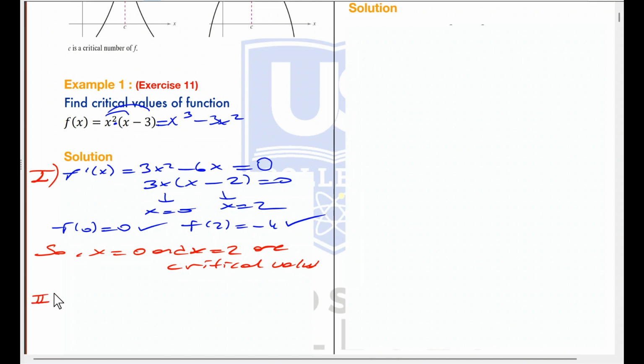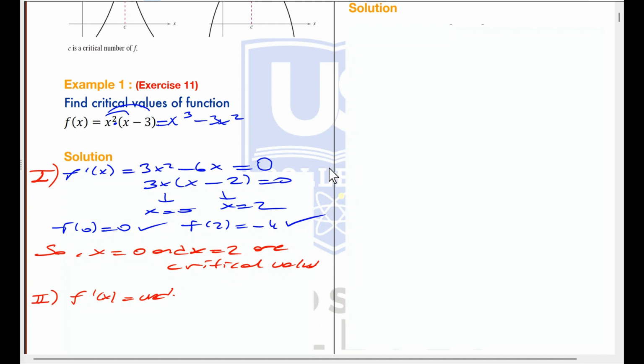Do we have the second case, f prime being equal to undefined? Is it possible? It is actually not possible because our function is polynomial. Its derivative is also going to be polynomial. So polynomial functions are not undefined. So there is no value that make polynomial function undefined, so no need to check. So only the first condition, we have two critical values.